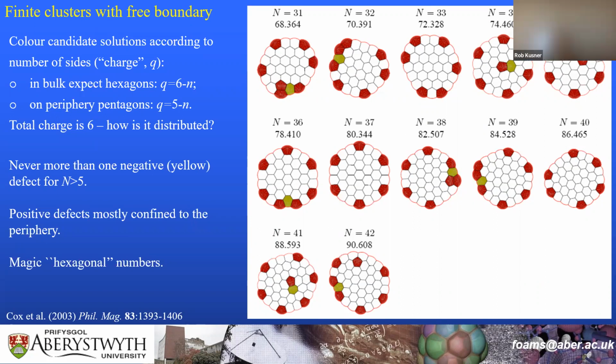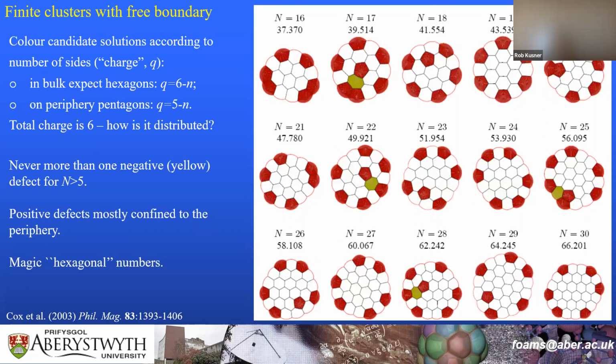Can I interrupt with a little comment? So if you go back one slide, look at 27. It's sort of a sub-hexagonal number, I guess, but it has a nice symmetry also.